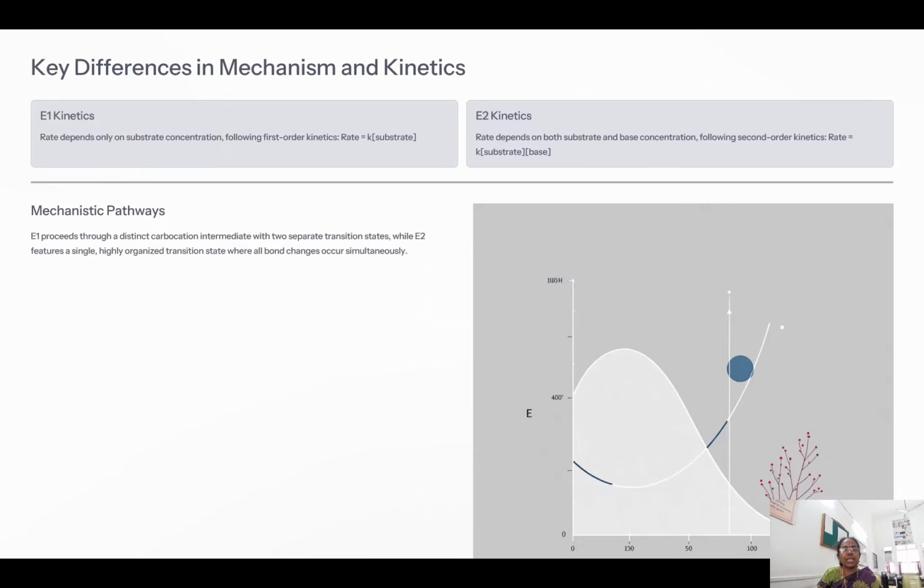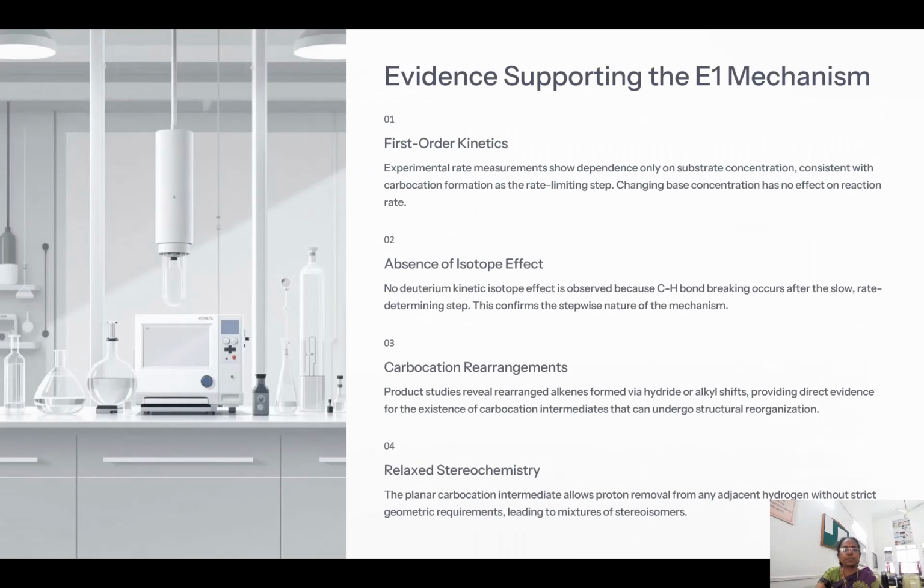Key differences in mechanism and kinetics. E1 kinetics: the rate depends only on the concentration of substrate, so it is called first order kinetics. We can denote rate equals k into concentration of substrate. In E2 kinetics, the rate depends on both the concentration of substrate as well as the concentration of the base. So rate equals the proportionality constant k into the concentration of substrate and the concentration of base.